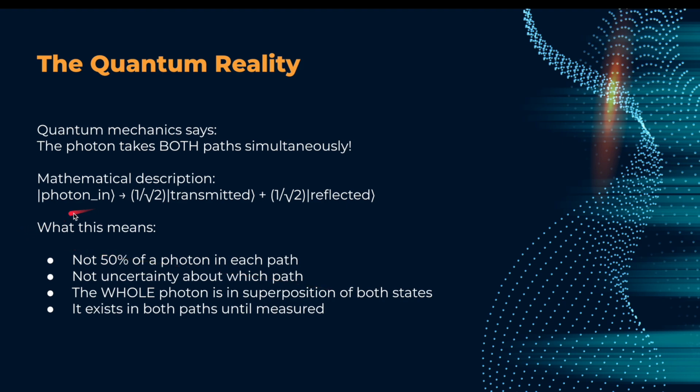So the input photon is one over square root of 2 transmitted, and the other one is reflected. What this means is not 50% of a photon in each path, and not uncertainty about which path. The whole photon is in a superposition of both states at the same time, and it exists in both paths until measured. So you don't know until you measure it, similar to the Schrodinger's cat experiment.